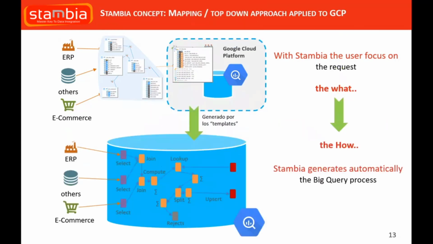So once you execute this, Stambia will then, using those specific templates, let's say in this case for BigQuery, use those templates and lay out all the steps based on the instructions you have provided, and the code will be generated. So if it is pure BigQuery code, it will be using the template for BigQuery. If you are using Spark, it will use the Spark template to generate the Spark code.